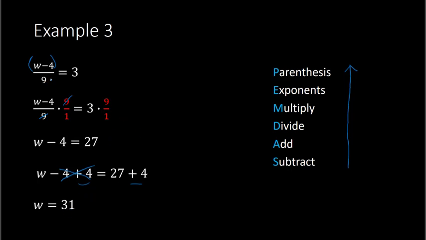And I can double check by plugging this number back in for w into the original equation. I'd have 31 minus 4 over 9 equals 3. That would be, 31 minus 4 is 27. 27 over 9 would be 3. So that would work, which means we do have the correct solution.